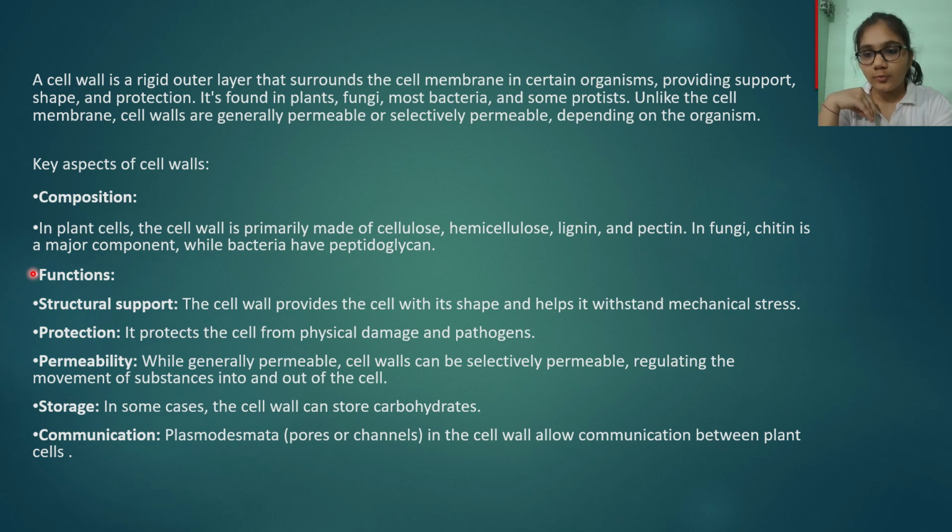It provides support, provide करता है. Then it maintains the shape of the cell and it provides the protection also. So it's found in plants, fungi, most bacteria and the protists also. So unlike the cell membrane, cell walls are generally permeable, or it can be selectively permeable also.